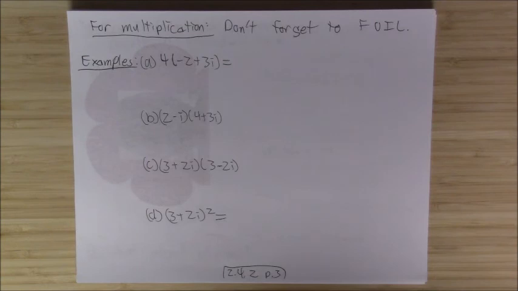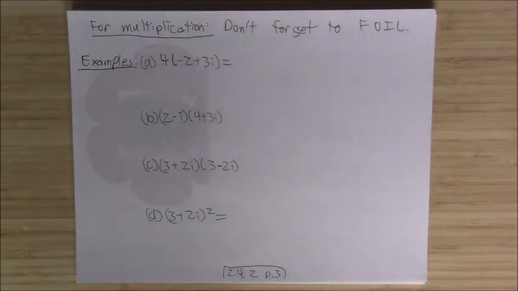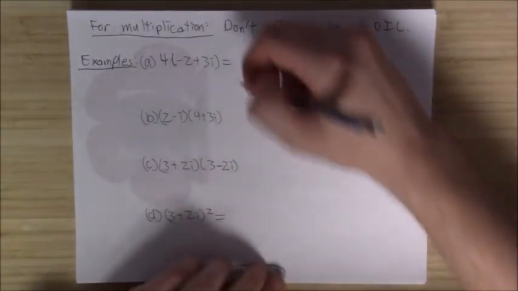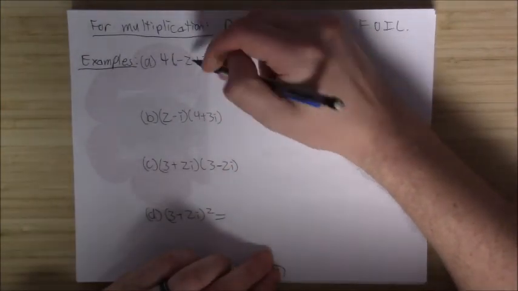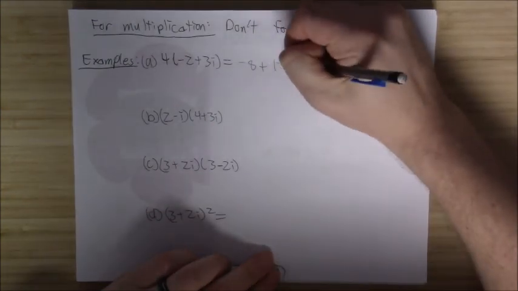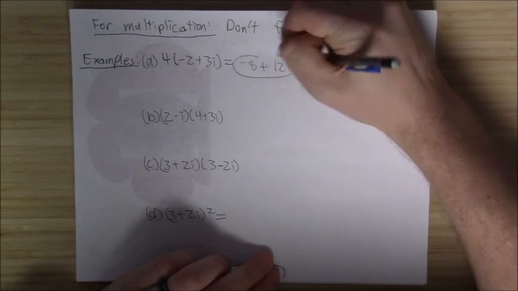The important thing about multiplication is that, and you could write a similar formula if you wanted to like you did with addition and subtraction, but really what this all comes down to is foiling, aka first, outer, inner, last. This is easy for the first problem because we only have a real part here, so we're just distributing through. So this would be negative 8 plus 4 times 3i is 12i, and so that would be our solution.